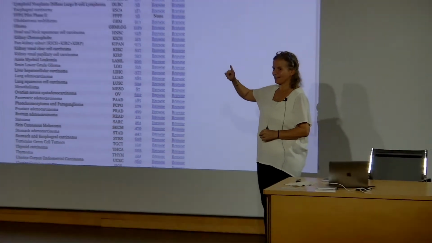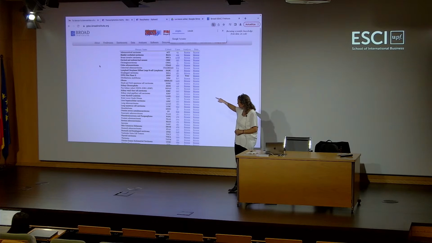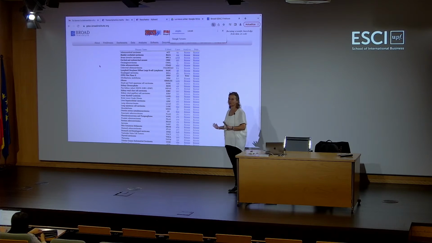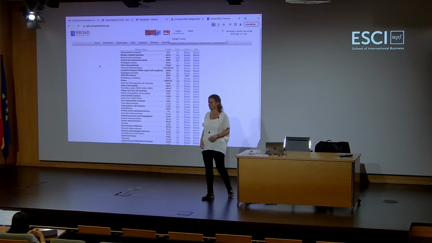Just one thing that I was looking for. This is the Cancer Genome Atlas, and 33 types of cancers were analyzed using different technologies such as transcriptomics. So not only breast cancer, all types of cancer.